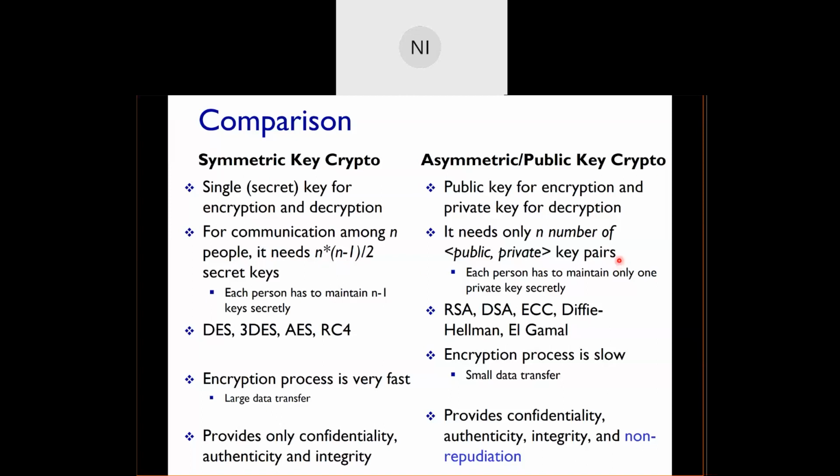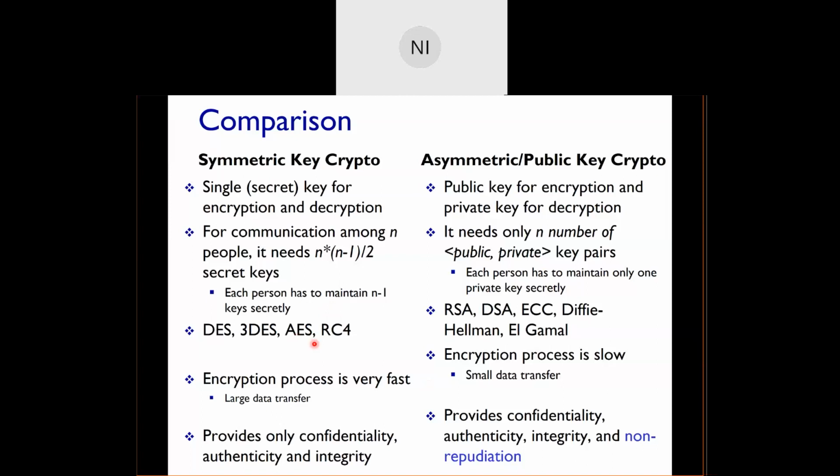But in the case of public key cryptography, for each user we need to have one key pair, which is public and private key. And if you look at it from the user's point of view, each user has to only keep one key, that is his or her private key, secretly. Whereas in the case of symmetric cryptography, each user has to maintain n-1 keys secretly. That way it puts a lot of burden on the users to protect their secret keys. That way asymmetric cryptography is much easier.